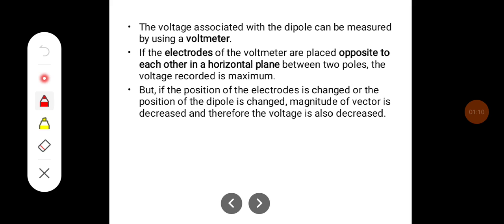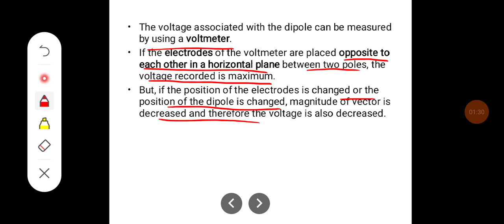The voltage associated with the dipole can be measured using a voltmeter. If the electrodes of the voltmeter are placed opposite to each other in a horizontal plane between the two poles, the voltage recorded is maximum. But if the position of the electrode is changed or the position of the dipole is changed, the magnitude of the vector is decreased and therefore the voltage is also reduced.